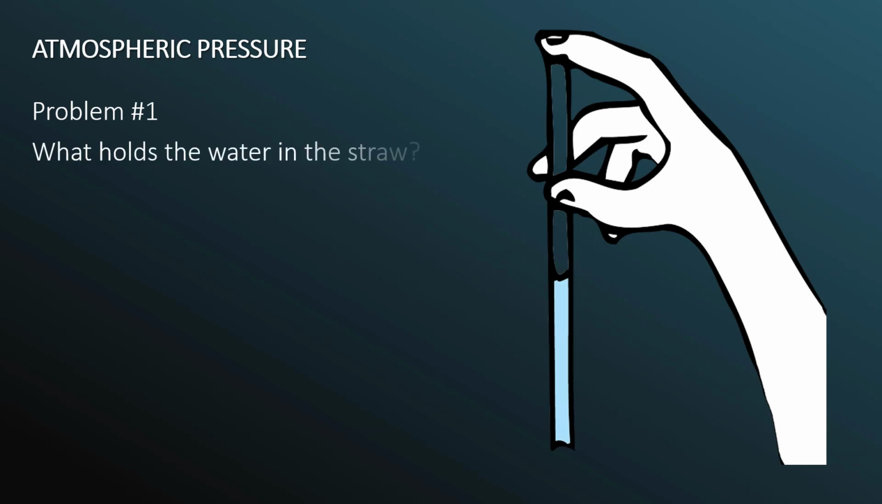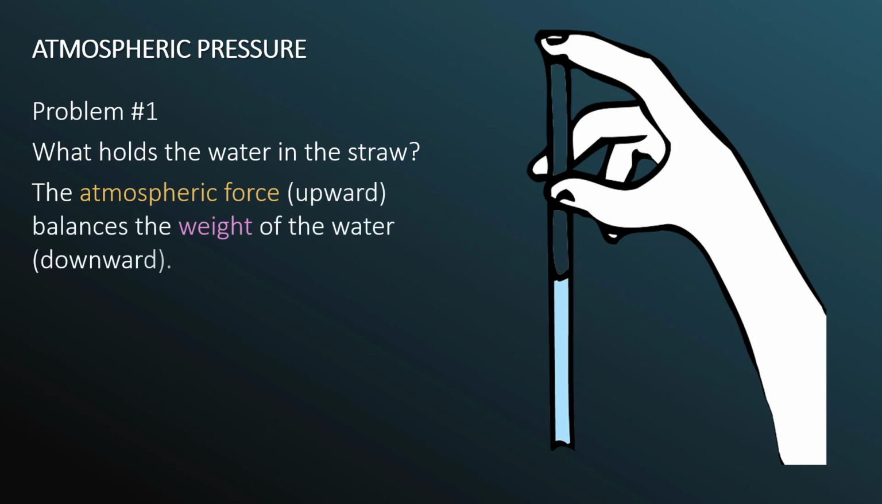Problem 1. What holds the water in the straw? The atmospheric force, which is upward, balances the weight of the water, which is downward. I'm sure you've tried this when you've gone to a restaurant. You have a straw in your drink, and when you're just bored or messing around, you put your finger at the top of the straw and pull the straw out.